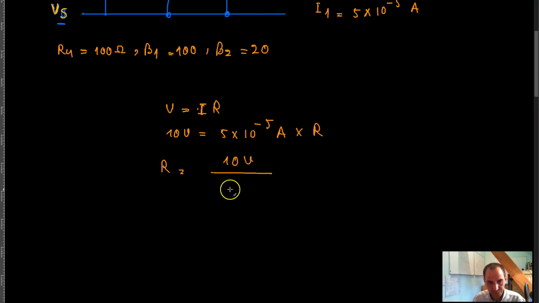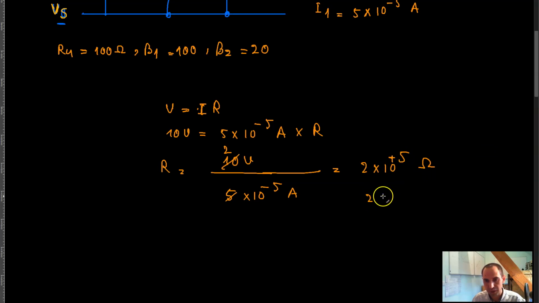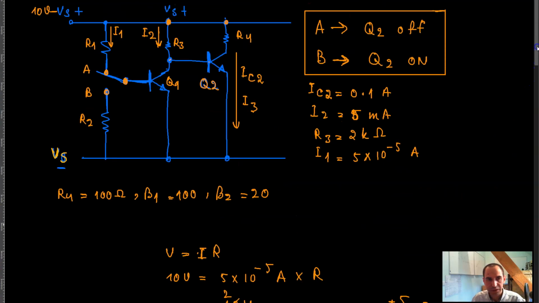10 volts divided by 5 into 10 raised to the power negative 5 amp, which is the same thing as 2 into 10 raised to the power positive 5 volts per amp, which is ohm, and that's basically 200 kilo ohm, right? So that's a 2 and 5 zeros. That's 200 kilo. So this resistor R1 is supposed to be 200 kilo, right?